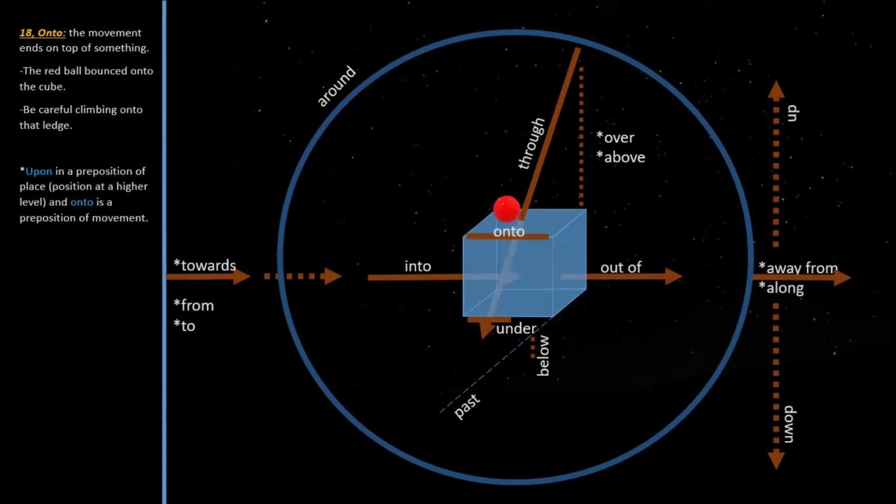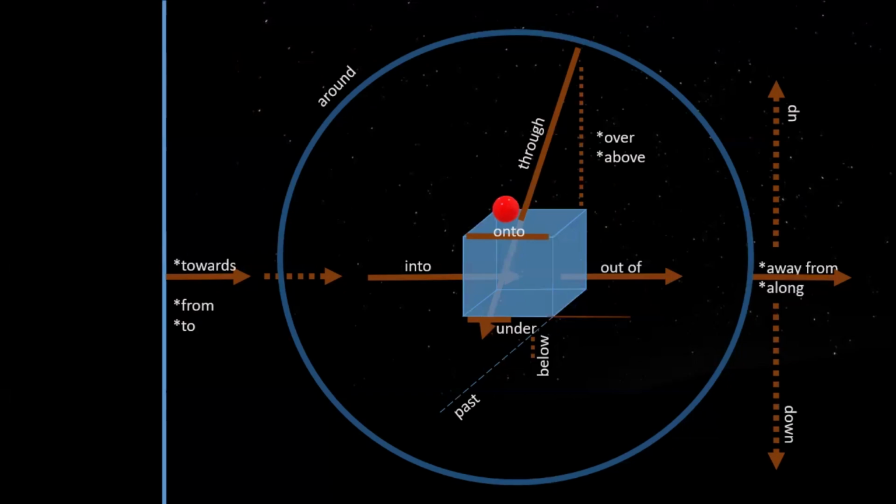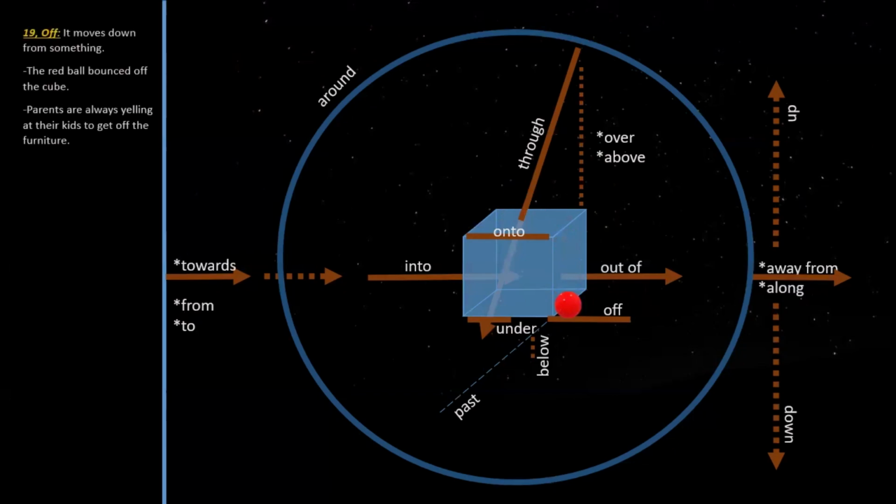If it is not going onto something but leaving that space and going down again, you can say off. That preposition basically means that it moves down from something. The red ball bounced off the cube.